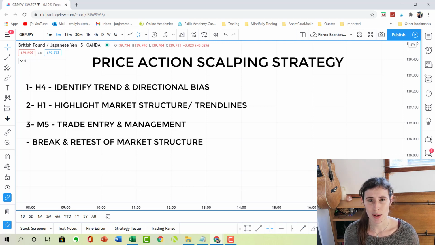In terms of trade management, I'm going to be using a stop that utilises market structure. So it's probably going to be around about 15 pips, because I don't want my stop to be too wide, because I am looking to take a scalp trade. So I don't want to be in it for too long, but equally I don't want my stop to be too tight and get stopped out unnecessarily.